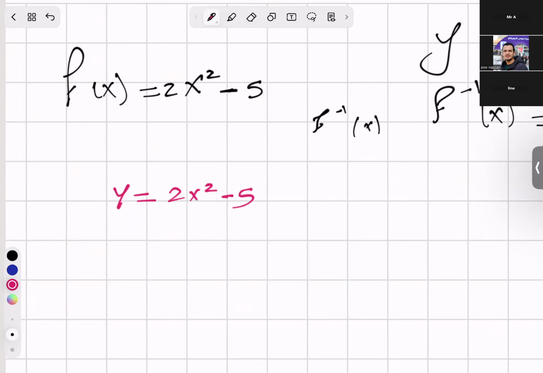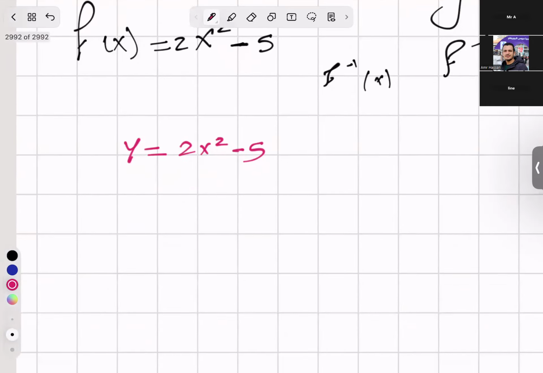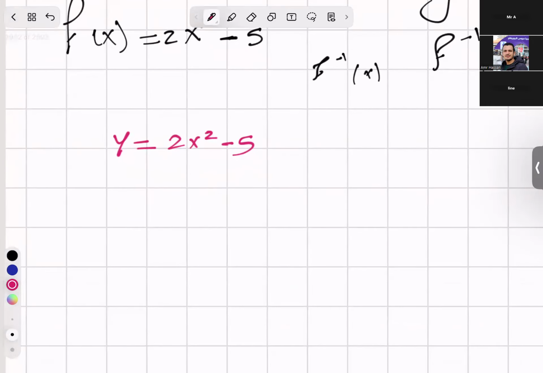Then it's x equals 2y squared minus 5. Yeah, okay, so it makes sense. I'm trying to change x into y and y into x. So this one could be written just like x equals y squared minus 5, right? Did you get it? Yep.